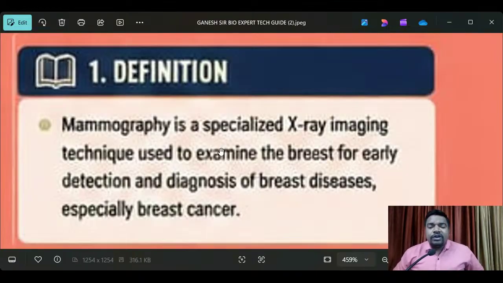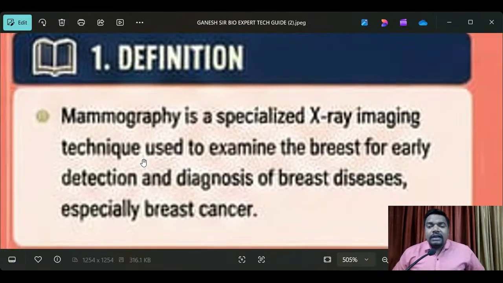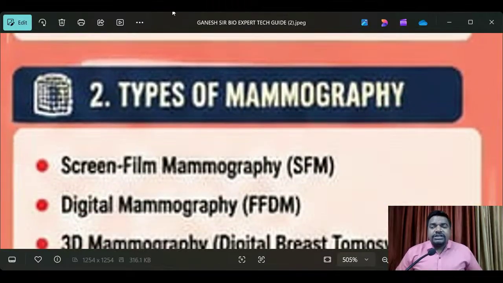What is the definition of mammography? Again, I'm going to repeat, so listen carefully and try to keep it in your mind. Mammography is a specialized X-ray imaging technique used to examine the breast for early detection and diagnosis of breast diseases, especially breast cancer. Okay, simple point, we have to underline it: examine the breast for early detection and diagnosis of breast disease. You have to underline this, right? So next we will see the types of mammography.